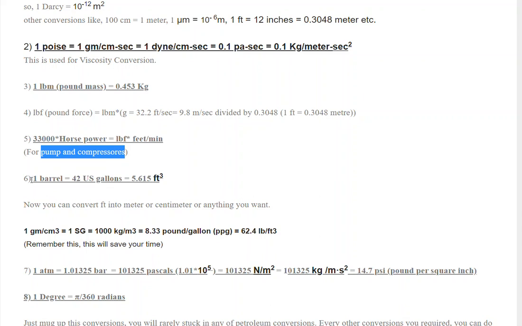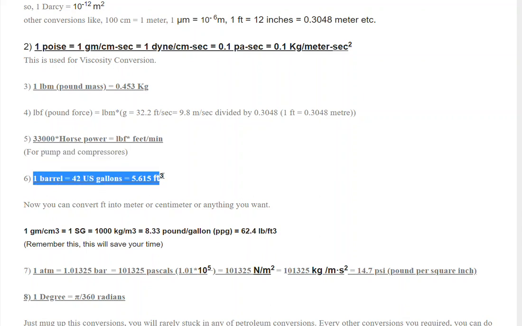Next is volume conversion, this is the basic you have to know. 1 barrel is equal to 42 US gallon, and that is equal to 5.615 feet cube. Then you can convert this feet cube into any of your unit, that is meter, centimeter, inches, or anything you want.